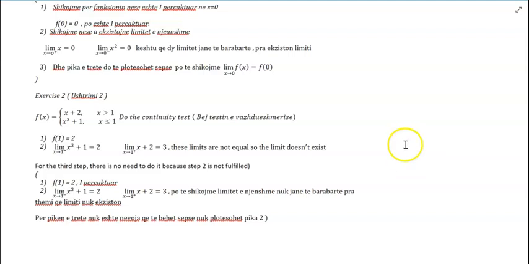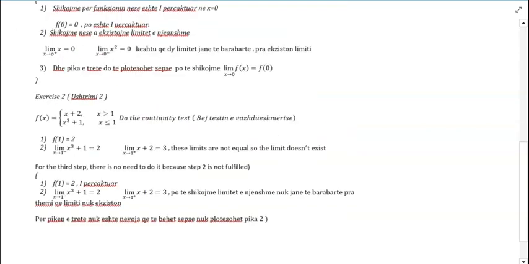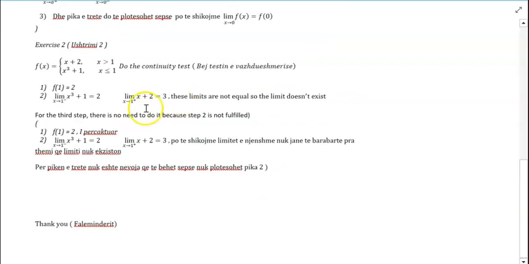If the limit doesn't exist, as we have said in the theory, this function is not continuous. And for the third step, there is no need to do it because step 2 is not fulfilled. And we can say that this function is not continuous at x equal to 1.